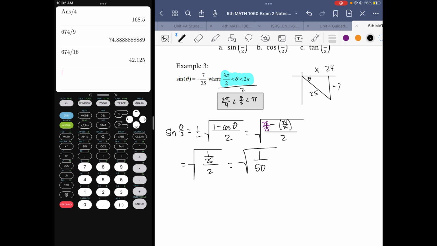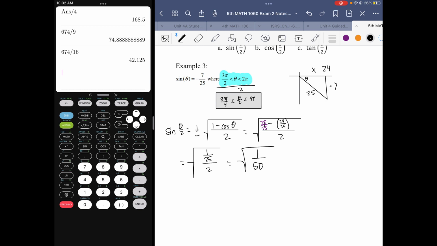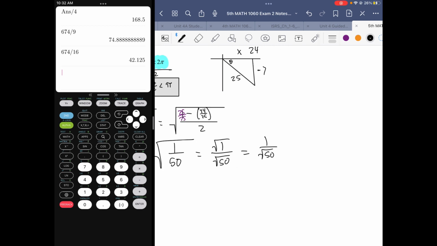Okay. Square root of 1 over 50. And you're welcome to leave it like that, but that is the same as the square root of 1 over the square root of 50, which is 1 over the square root of 50. And 50 can be broken up pretty easily into 5 square roots of 2. And we could multiply this out and get the square root of 2 over 5. Oh, no, sorry, over 10 by rationalizing the denominator.